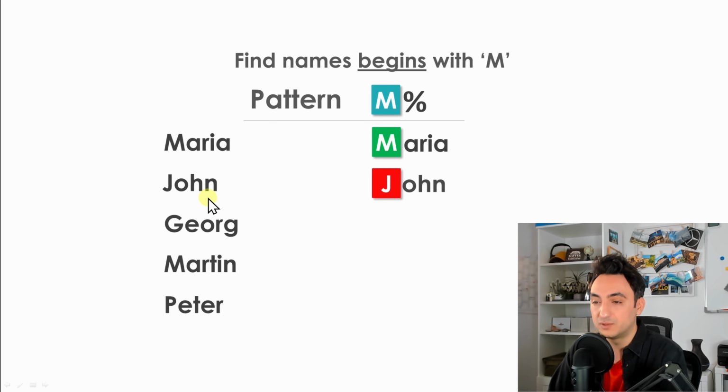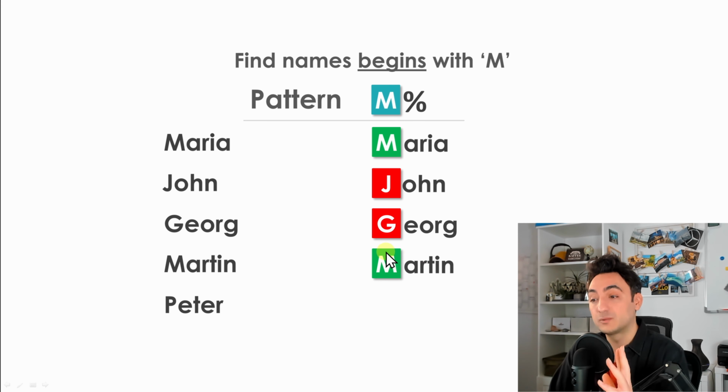The next one, we have John. The J over here is not matching our pattern. That means SQL is gonna put false on it. Then George, the same thing. It starts with G and is not matching our pattern. It should start with M to get true. So we have false for that.